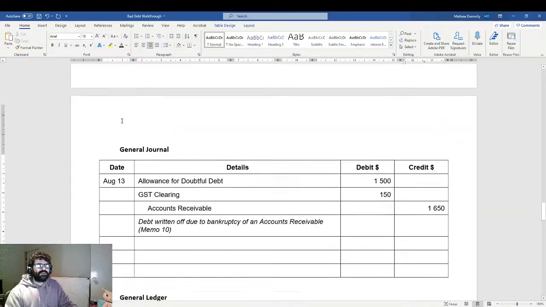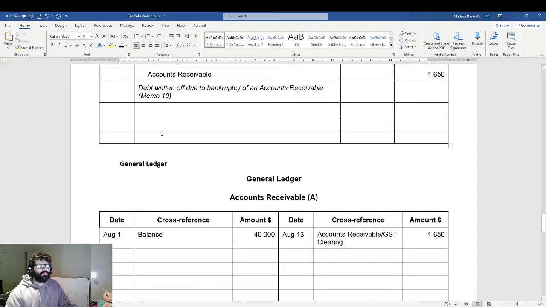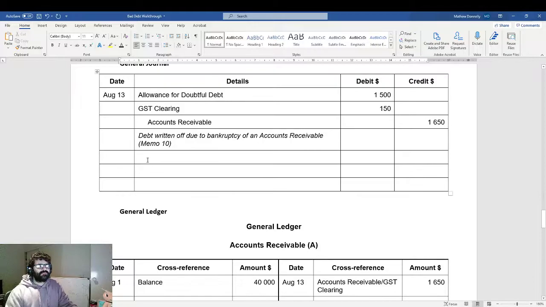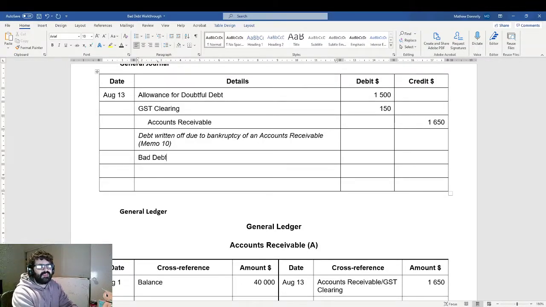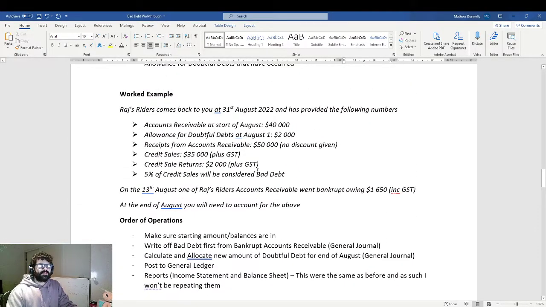So if it's at 500, it needs to be 1,650. The expense is the difference, which would make it 1,150. So we go bad debts, and we go allowance for doubtful debts, and it's 1,150, and that's where that fits in.